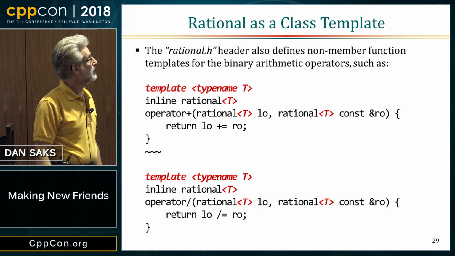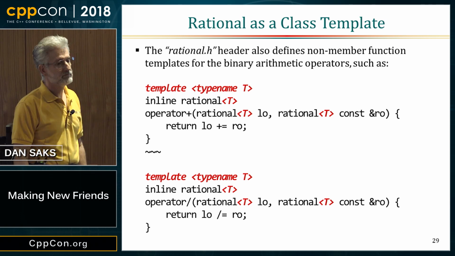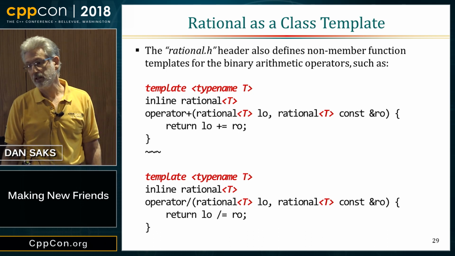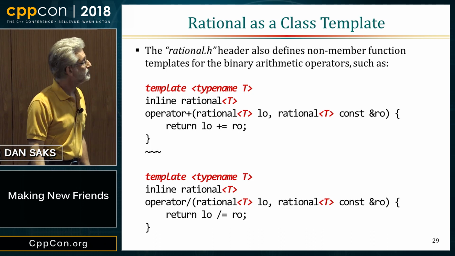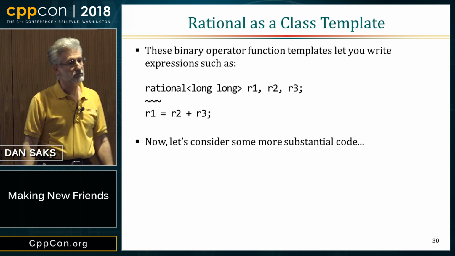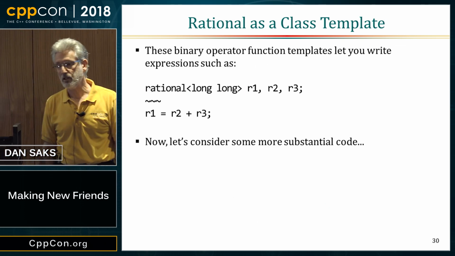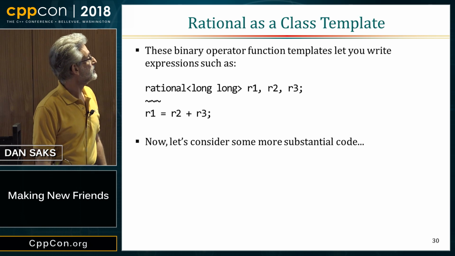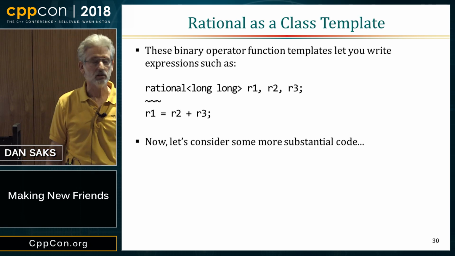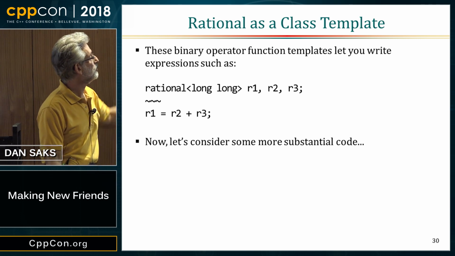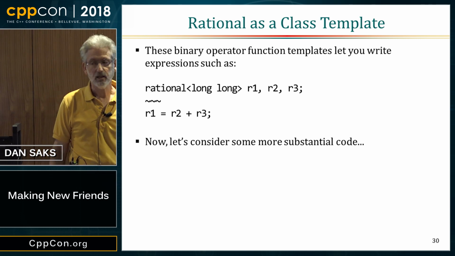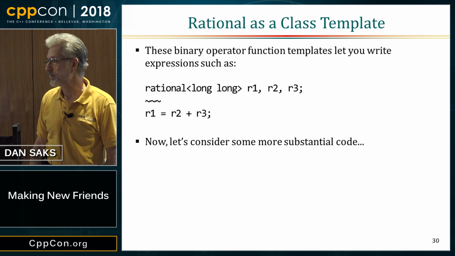And so, they don't have to be friends, but they're good candidates for inlining as well, maybe even constexpr. Having transformed our rational class into a class template, it looks like things are humming along. It's behaving in the way we would like it to behave. I can write R1 equals R2 plus R3, and it compiles and it produces credible results.